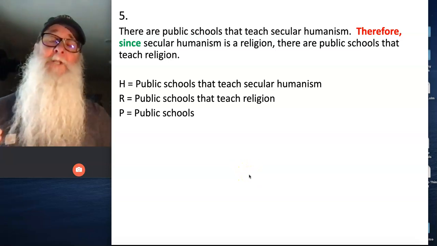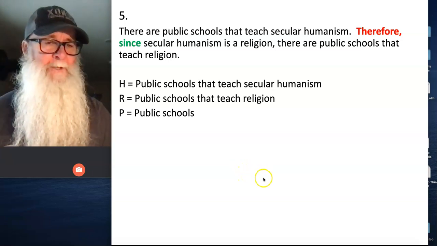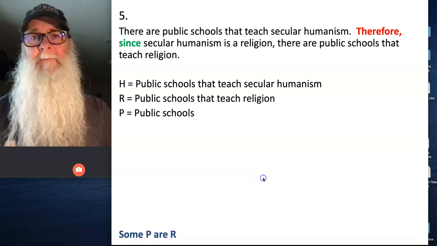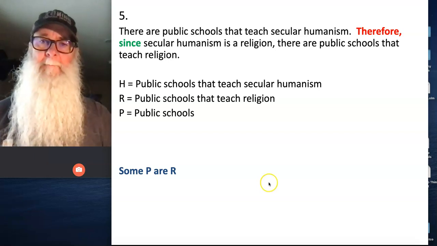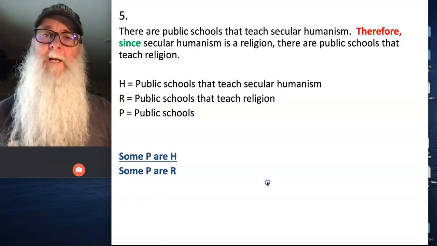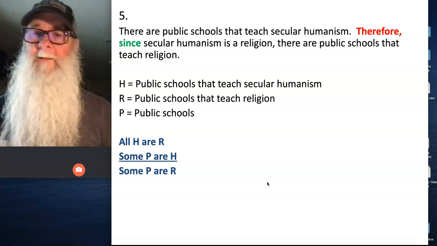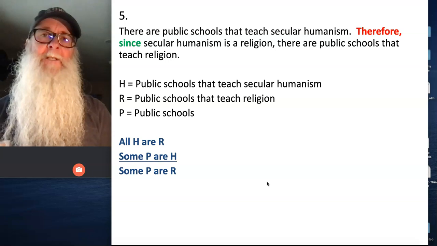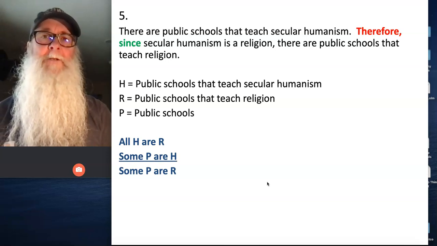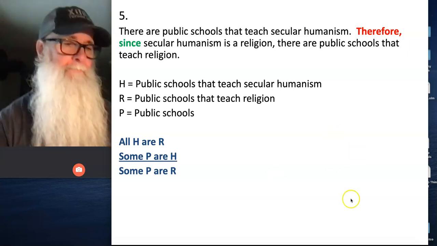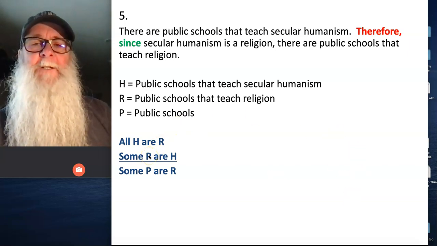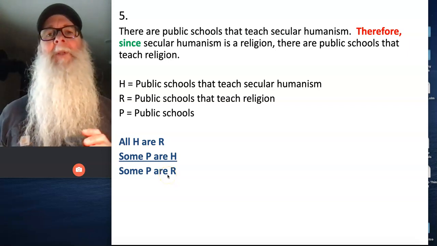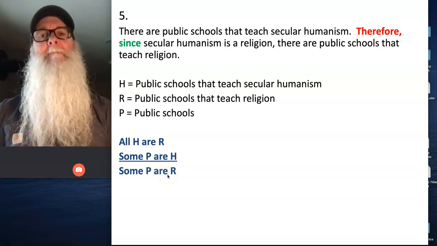Using these as my terms and my letters representing the terms, I translated the argument into symbolic categorical statements as follows. My conclusion says some P are R, my second premise says some P are H, and my first premise says all H are R. Now, there's a couple of things you want to take note of. You want to make sure that your first premise is an A statement and that your second premise and conclusion are I statements. However, you might have different expressions of the second premise and your conclusion because the second premise and conclusion are both I statements, and I statements can be converted.